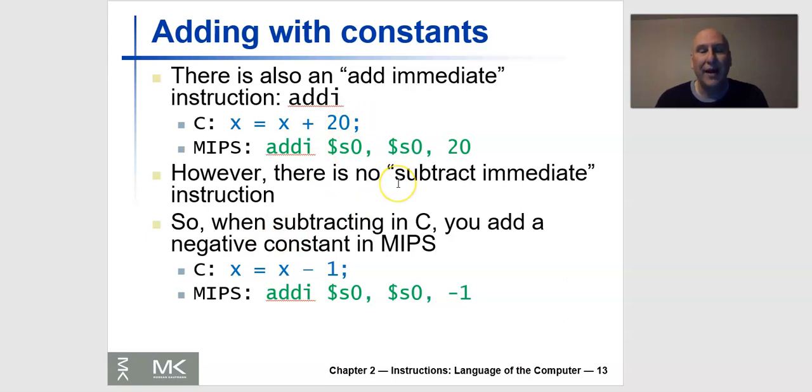There is no subtract immediate. You can't use a subi in MIPS. So what you have to do if you're subtracting like this, x equals x minus 1, is it's still addi S0, destination, x, S0, source, also happens to be x, and then if you're subtracting 1, you put a negative number at the end. In this case, it's a minus 1. So that's how you subtract a constant number in MIPS.